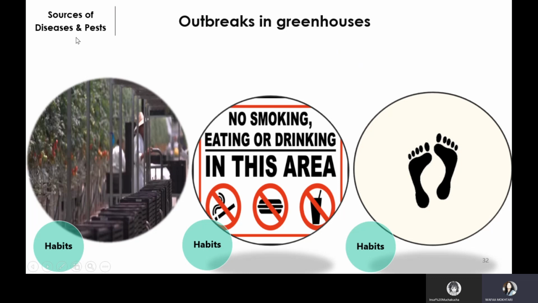Another important source of diseases and pests outbreaks, and maybe the most important strategy for diseases and pests to get inside the greenhouse, and sometimes we don't even think about it, is habits. Habits are a really important thing.